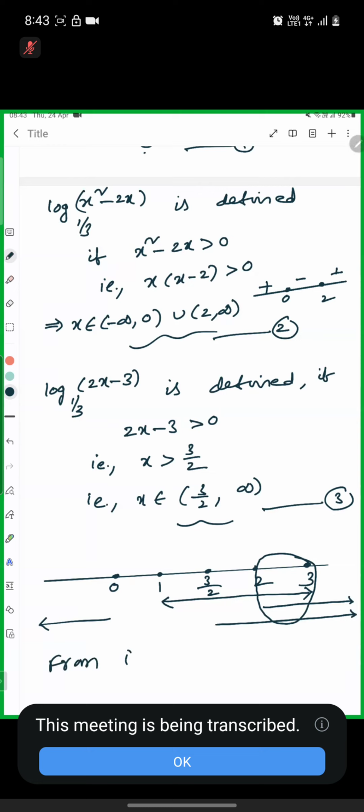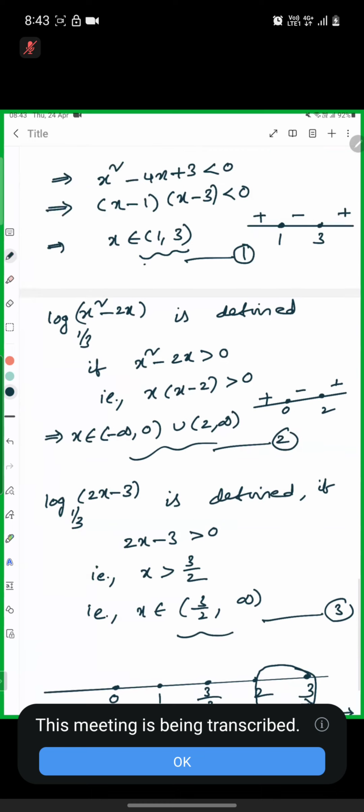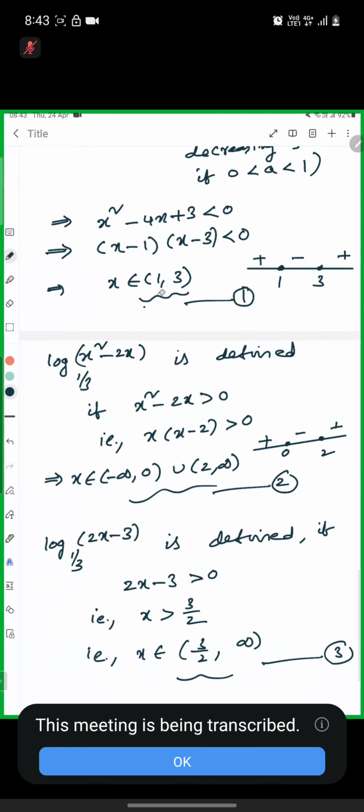From 1 to 3, the solution set is open 2 to open 3. Intersection is very, very important. Solving the inequalities is a little bit difficult, but writing the common values is very, very important.